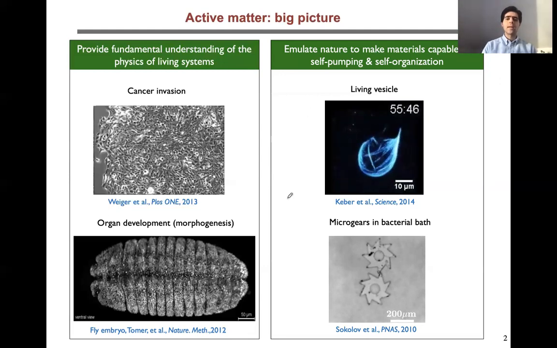So what I'm going to do today is discuss two examples from the first category where we use physics of active matter, and in this case, phase field modeling, to understand the biology of living systems. And then I will discuss two examples of how we use this understanding for the design and control of active material.